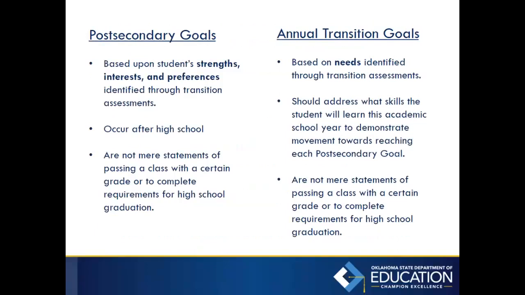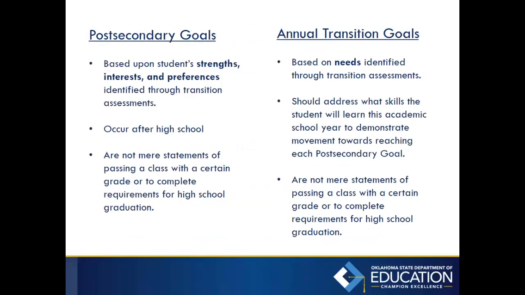Annual transition goals are based on needs that have been identified through transition assessments. Annual transition goals address what skills the student will learn this year to demonstrate movement toward reaching each post-secondary goal. So you have a post-secondary goal in the area of education and training, and then you have an annual transition goal in education and training that's going to help assist that individual in reaching the post-secondary goal for education and training. So everything should align.